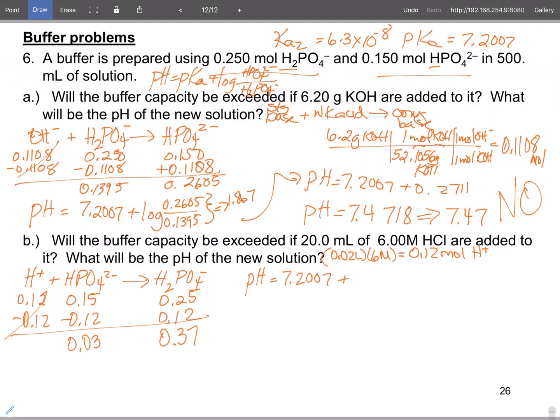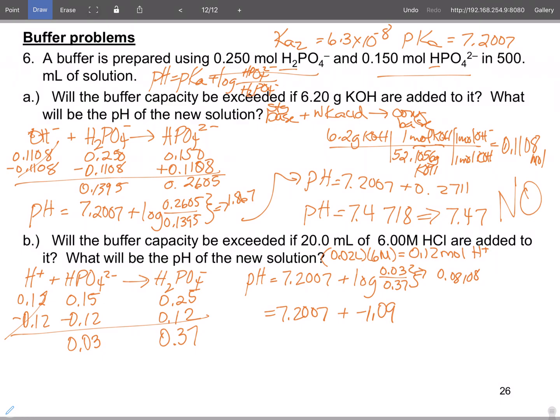So if we were to run it, the pH is going to be equal to 7.2007 plus the log of 0.03 over 0.37. Now, if you look at this, before you even proceed any farther, you're like, wait, we have very little of the conjugate base. So this is probably going to kill the buffer. So in this case, my ratio is 0.08108. So we get 7.2007 plus a negative 1.09.